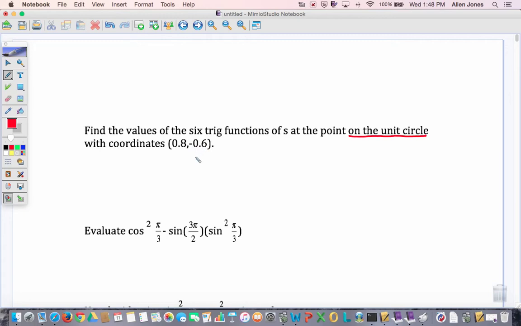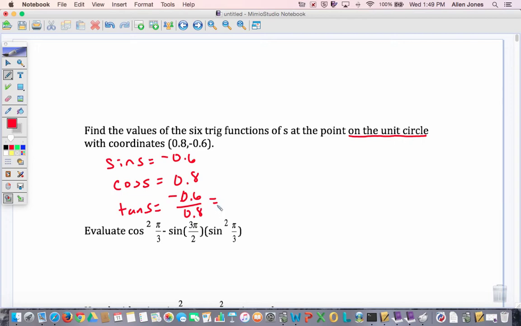Find the values of the 6 trig functions for point S on the unit circle. Here's a key statement for us with our coordinates of 0.8 and negative 0.6. Since we're on the unit circle, we can jump right to the fact that the sine is the y value. So our sine is simply negative 0.6. Our cosine, because we're on the unit circle, is the x value, or 0.8. Our tangent is the y over the x, so negative 0.6 over 0.8.